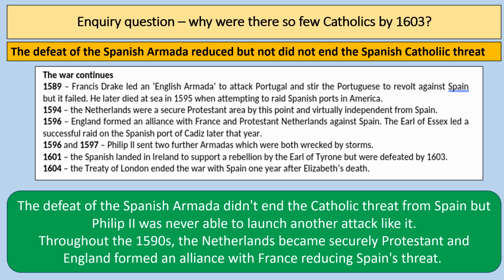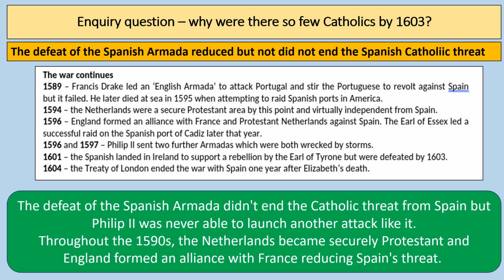So the defeat of the Spanish Armada reduced but did not end the Spanish Catholic threat. In 1589, Francis Drake led an English armada to attack Portugal and stir the Portuguese to revolt against Spain, but it failed. He later died at sea in 1595 when attempting to raid Spanish ports in America. In 1594, the Netherlands were a secure Protestant area by this point and virtually independent from Spain. In 1596, England formed an alliance with France and Protestant Netherlands against Spain. The Earl of Essex led a successful raid on the Spanish port of Cadiz later that year.